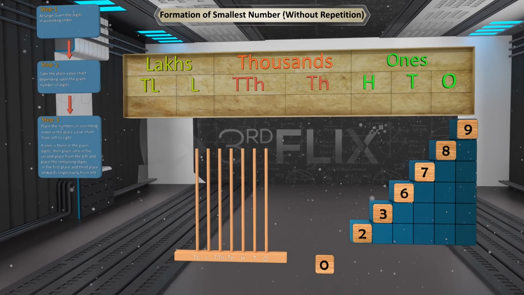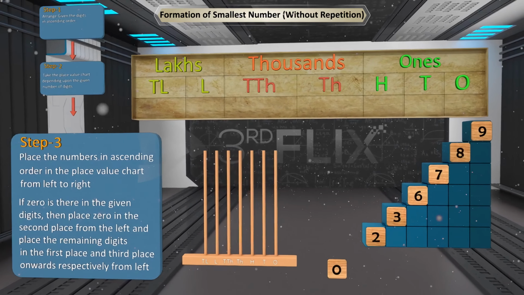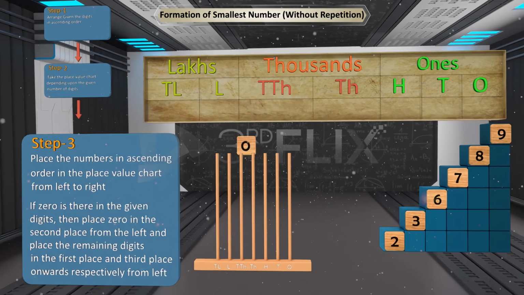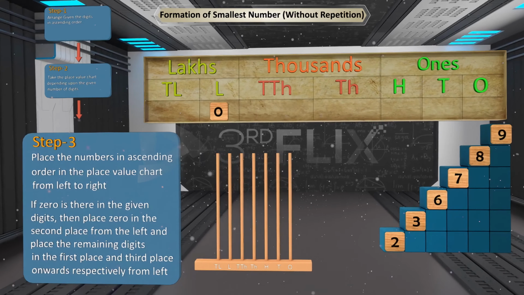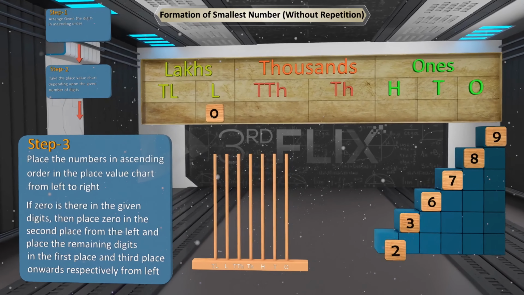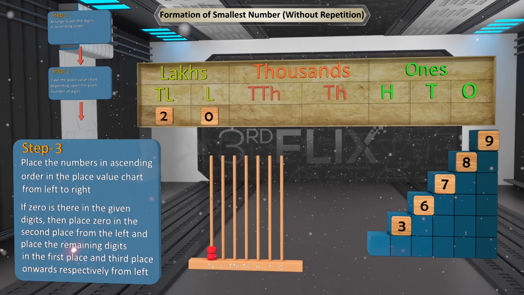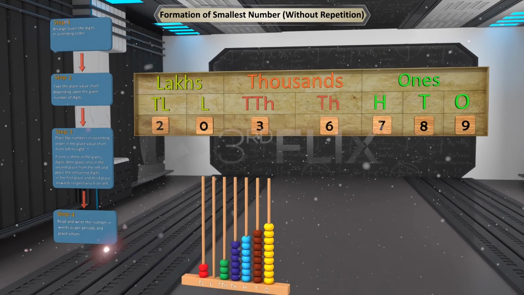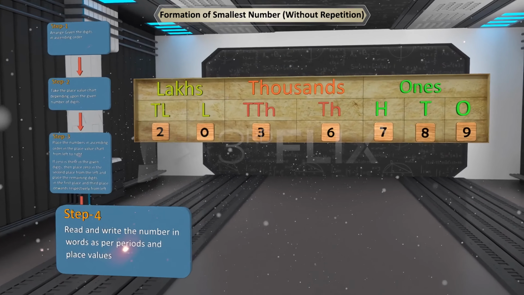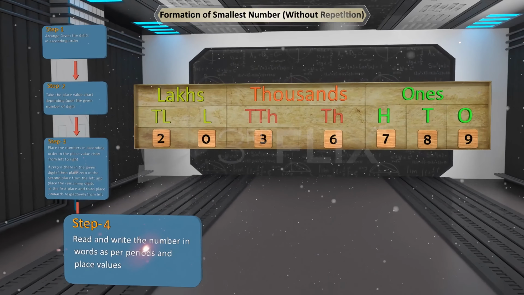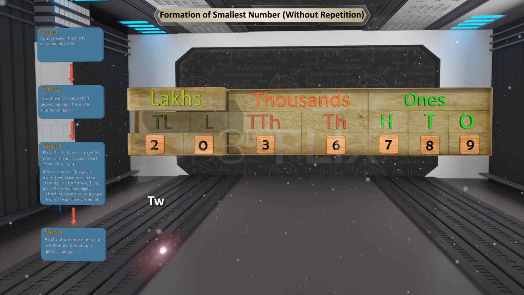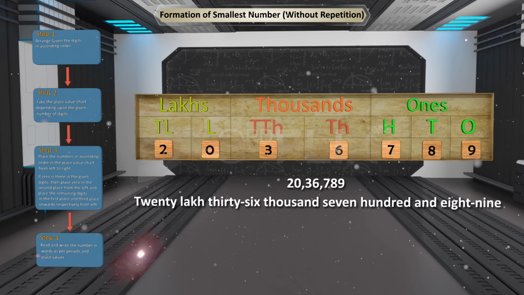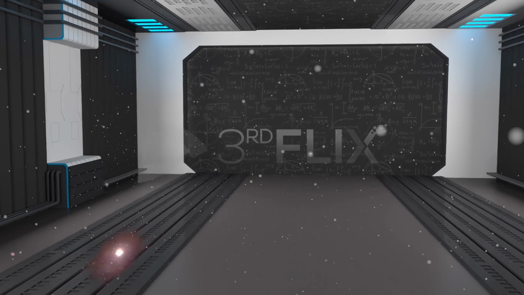Step 3. Here 0 is there in the given digits. So place 0 in the second place from the left and place the least digit among the remaining digits, that is 2, in the first place, and then 3, 6, 7, 8, 9, third place onwards respectively from the left. Step 4. Read and write the number in words as per periods and place value. 20,36,789. Let us see some more examples.